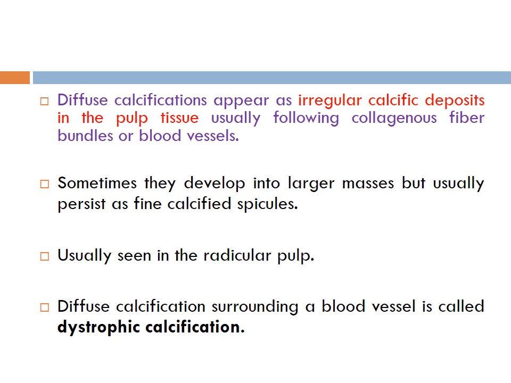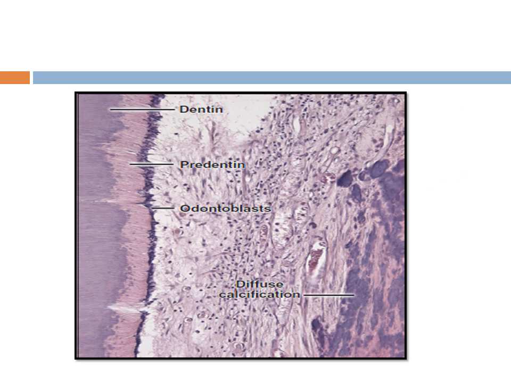Diffuse calcifications appear as irregular calcific deposits in the pulp tissue, usually following collagenous fiber bundles or blood vessels. Sometimes they develop into larger masses but usually persist as fine calcified spicules, usually seen in the radicular pulp. Diffuse calcification surrounding a blood vessel is called dystrophic calcification. Here you can see the diffuse calcification.